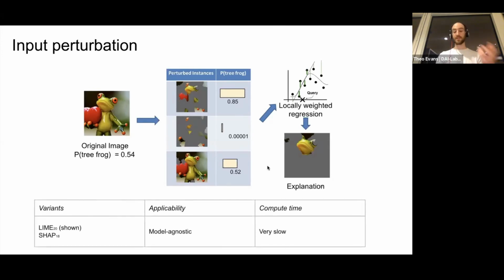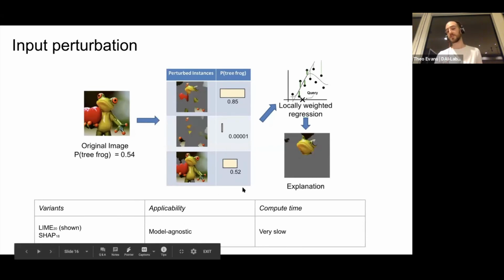An advantage of this is that the only things you need in order to implement this are the inputs and the outputs of a model. You can treat your model completely as a black box and feed it inputs, feed it perturbed inputs, and see how it reacts. The downside is that doing this is incredibly slow, as you are essentially querying your model many, many times just to get one result.